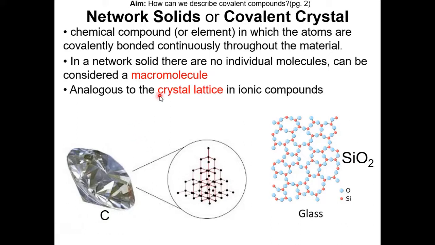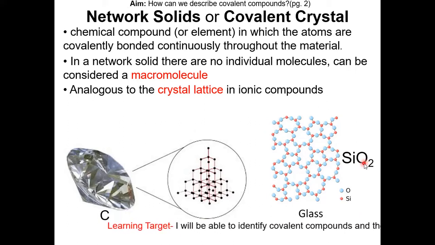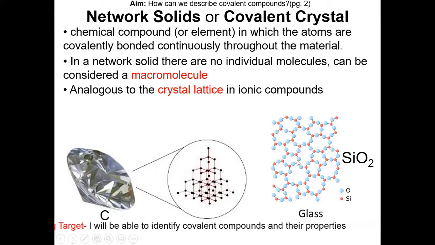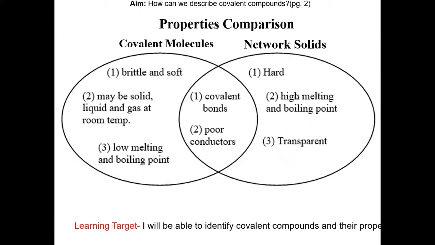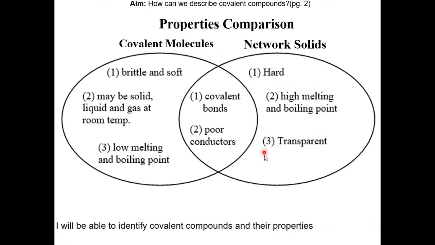So this is analogous to the crystal lattice in ionic compounds. For the Regents, you just need to know that diamond and glass, SiO2, silicon dioxide, are network solids. Since they have a different structure, they have slightly different properties than a covalent molecule. Whenever you think of the properties of network solids, just think of diamond and glass. Both are hard, have high melting and boiling points, and are transparent. Network solids are similar to covalent molecules in that they have covalent bonds and they're poor conductors of electricity.